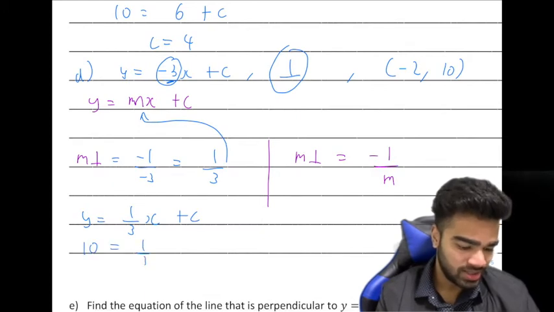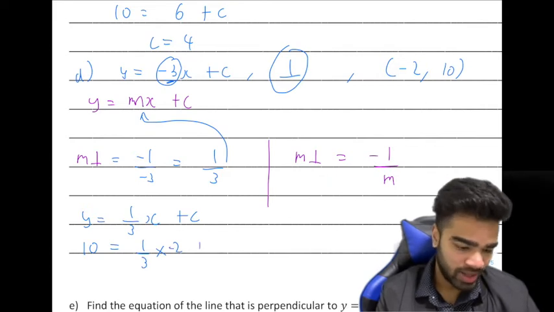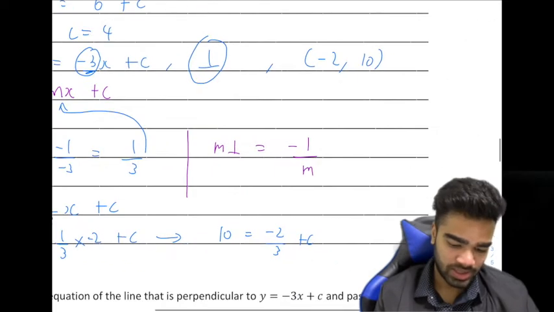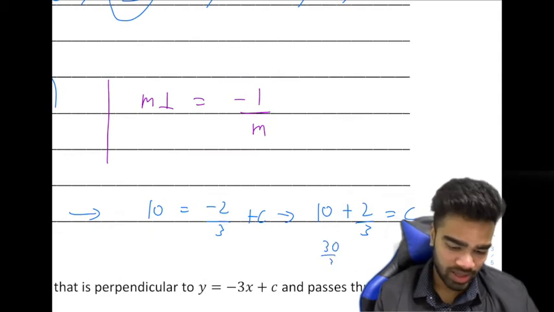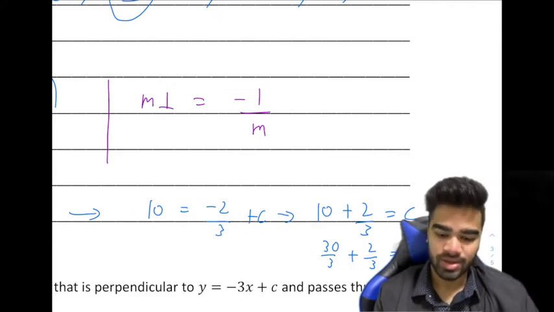So 10 is equal to 1 on 3 multiplied by negative 2 plus c. So 10 is equal to negative 2 on 3 plus c. And then you take 2 on 3 to the other side by adding. So 10 plus 2 over 3 is equal to c. And 10 plus 2 on 3 is nothing but 30 on 3 plus 2 over 3. So c is pretty much 32 over 3. Okay, that's the final answer.